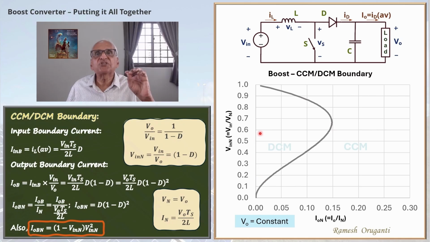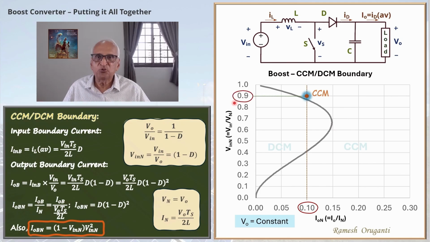Now consider operation at a particular output current. Given a design, I_n is a constant value. So this vertical red line is under constant current operation given the normalizing factor I_n as constant. It simply indicates that along that line, the load current is the same. Now consider one operating point here. As you can see, this is in the CCM region. The operation is under continuous conduction mode. And the corresponding V_inN is 0.9. That means the input voltage is 90% of the output voltage. If the output voltage is 100 volts, the input voltage will be 90 volts.